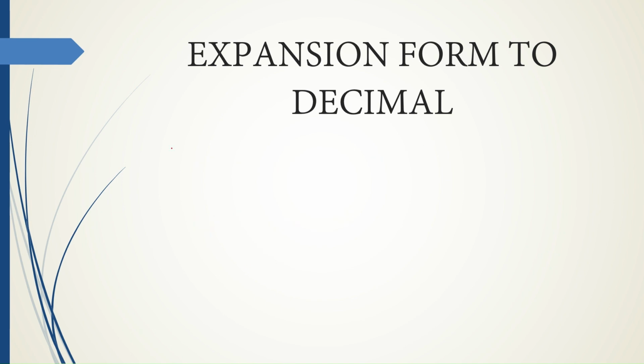Now check this value, 3 plus 7 upon 10. 3 is nothing but 3 into 1 plus 7 is 7 into 1 upon 10. So the number starts with the ones value, that is 3. After the ones place comes the point, and 7 in the tenths place. This is nothing but 3.7.